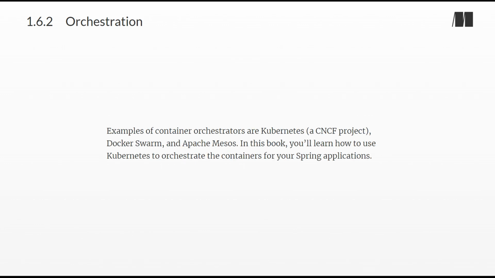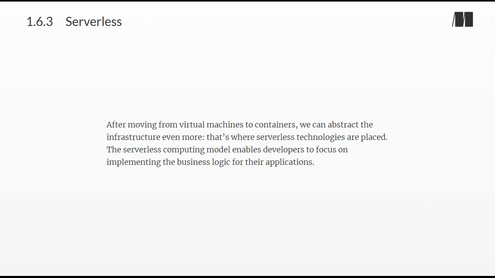Examples of container orchestrators are Kubernetes, a CNCF project, Docker Swarm, and Apache Mesos. In this book, you'll learn how to use Kubernetes to orchestrate the containers for your Spring applications. Section 1.6.3, Serverless. After moving from virtual machines to containers, we can abstract the infrastructure even more. That's where serverless technologies are placed.